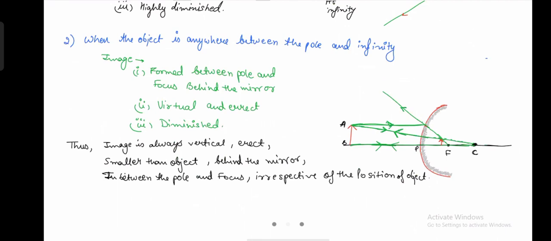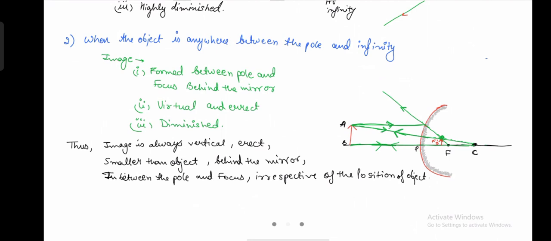Now, where will the image be formed? The image will be formed at that point where the two reflected rays are meeting. Where are the reflected rays meeting? At this very point. So in this case, the image which is formed is, let's say, this one. Let's name it A dash B dash. This small little thing is our image, and this AB was our object.